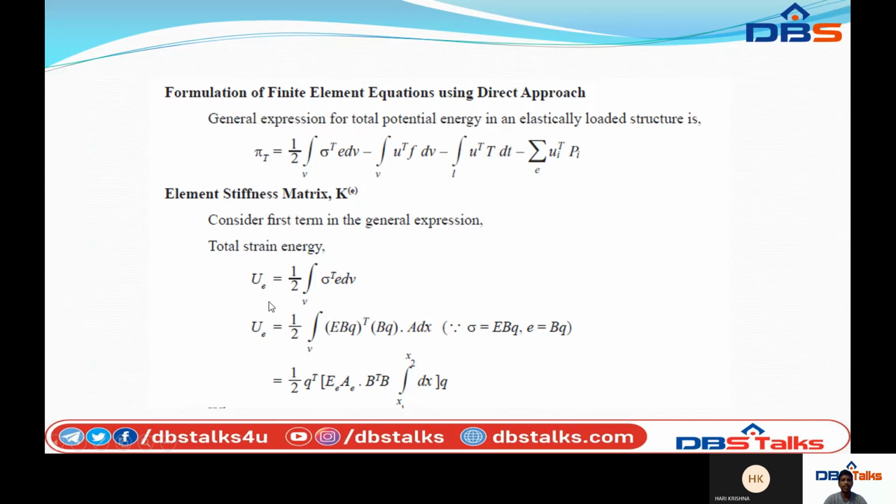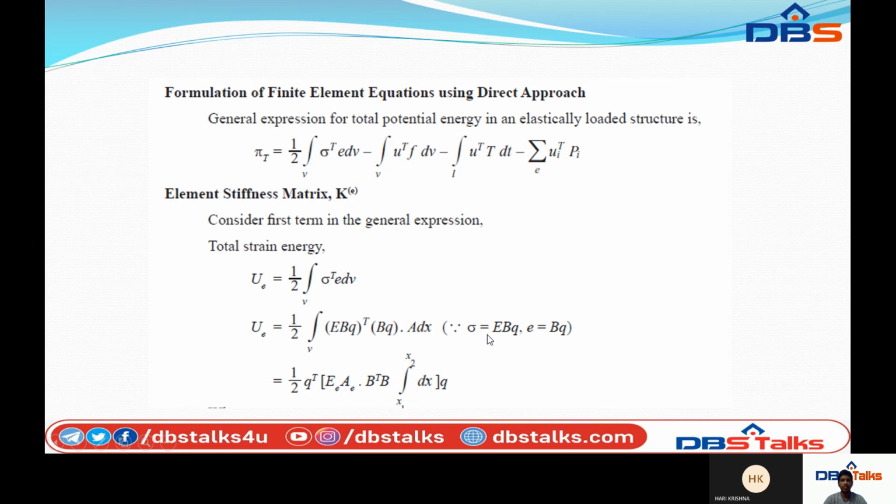U is the indication for strain energy. Therefore, that equals half integral V sigma power T epsilon dV. Sigma is the stress vector, epsilon is the strain vector, dV is the derivative of volume V. After that, Ue equals half integral. We already know that sigma equals E B Q. E is the Young's modulus, B is the strain displacement matrix, and Q is the unknown nodal displacement.